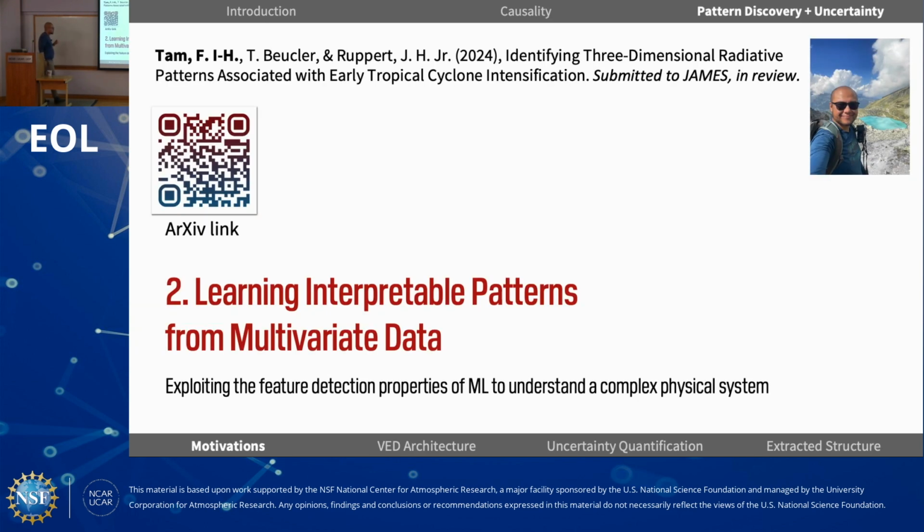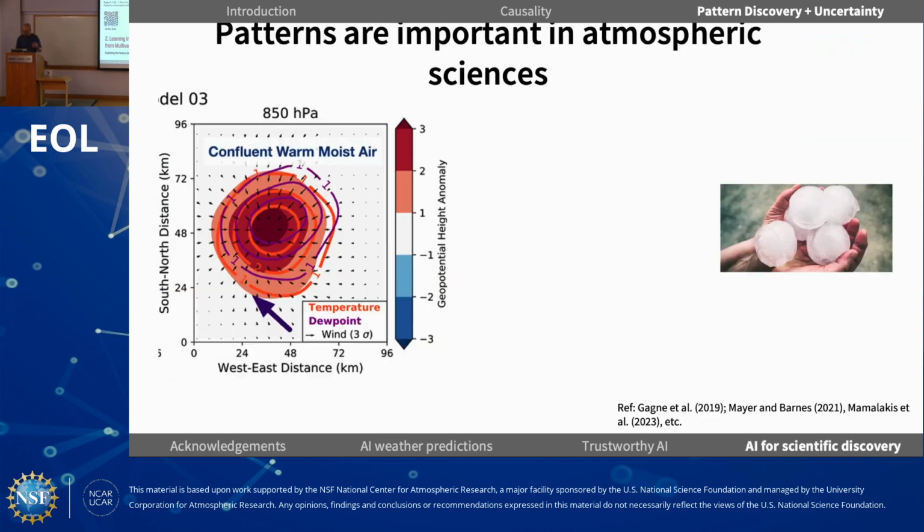And the second project is my own work. It's a paper that I just submitted to JAMES, currently in review. The idea is that we are trying to exploit the feature detection properties of machine learning to understand a complex physical system. This is a collaboration with James Ruppert over at OU.